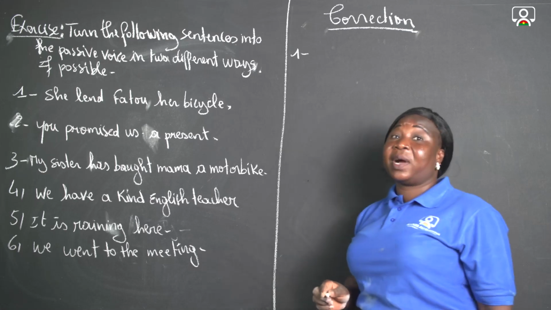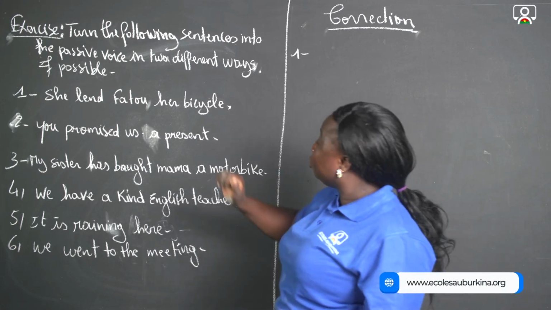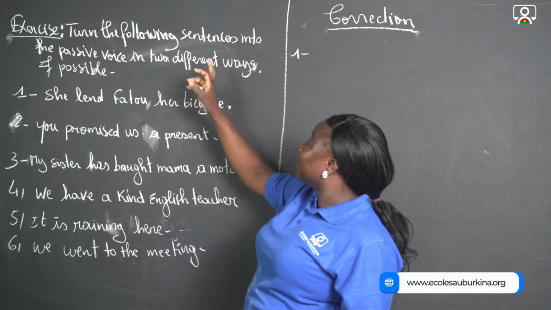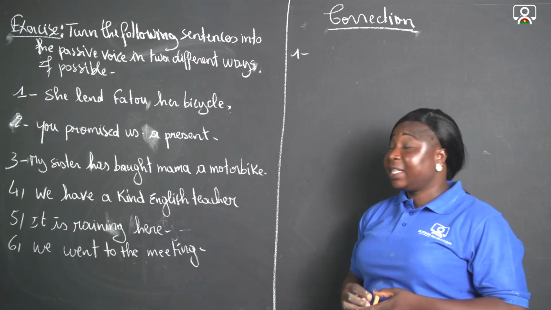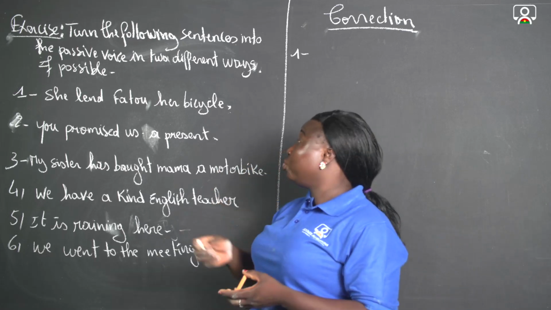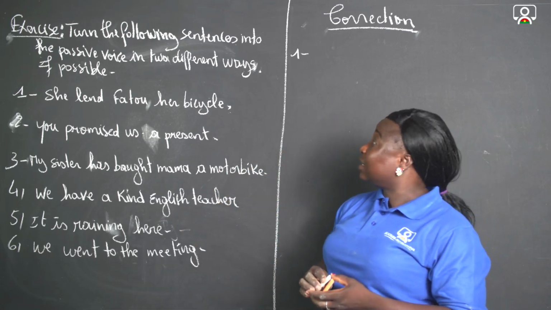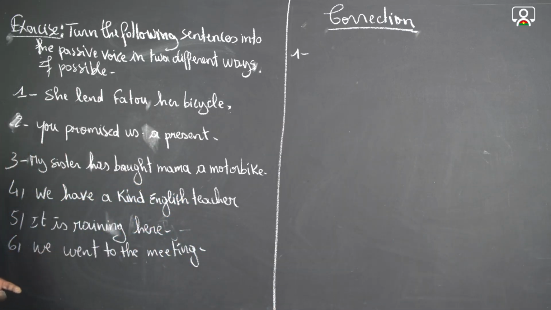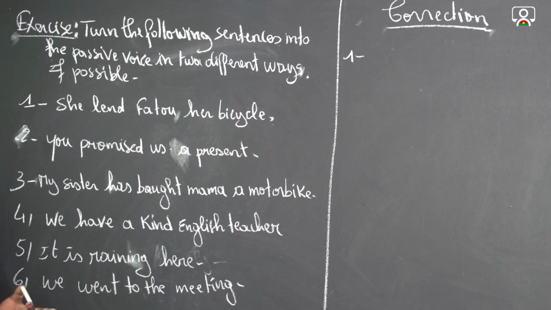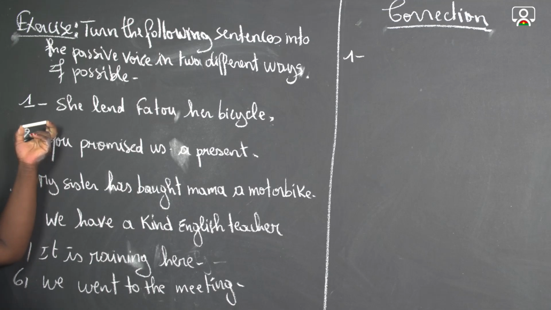The sentence number 1. We are asked to put these sentences in the passive voice in two different ways if it is possible. So we are going to see whether it is possible or not. Let's look for the objects, because to use the two passive forms, we must necessarily have two objects in the sentence. Let's see whether we have two objects here.